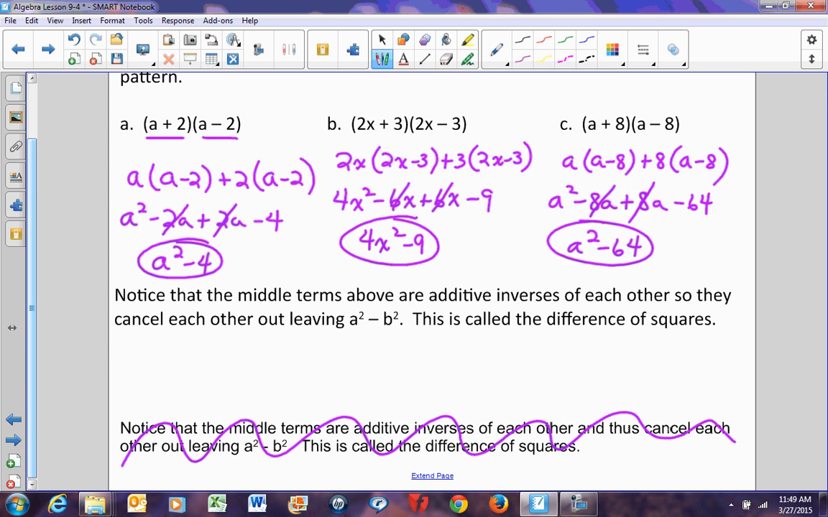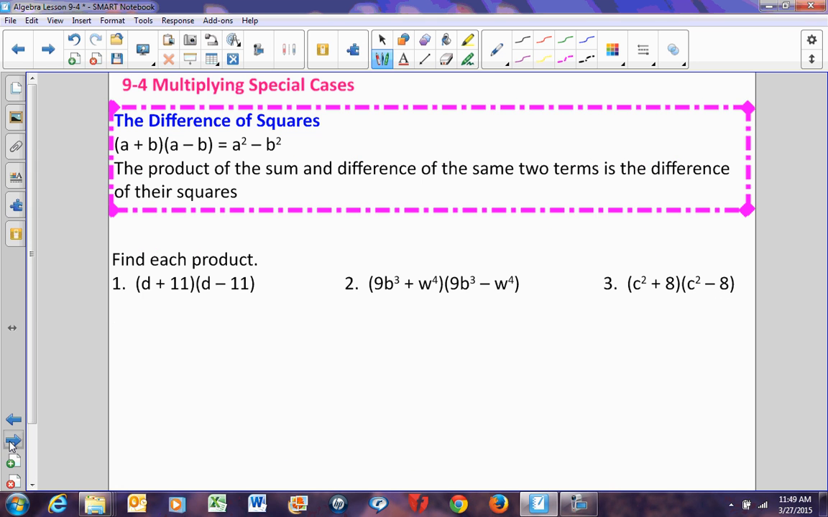Okay, that leads us to this second special product, the difference of squares. A plus b times a minus b is a squared minus b squared. And you can speed up your multiplication immensely if you understand these special products.